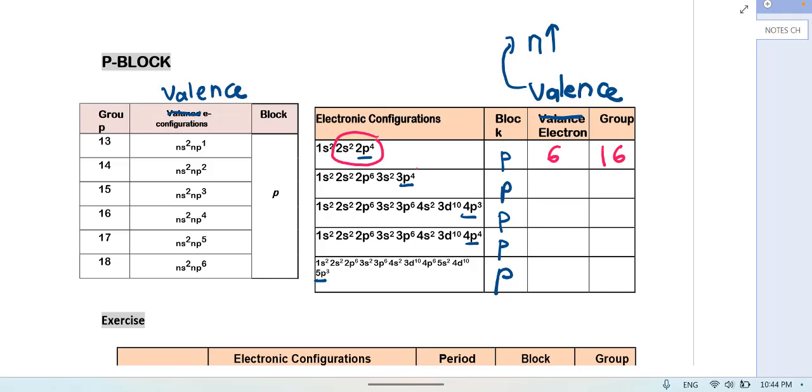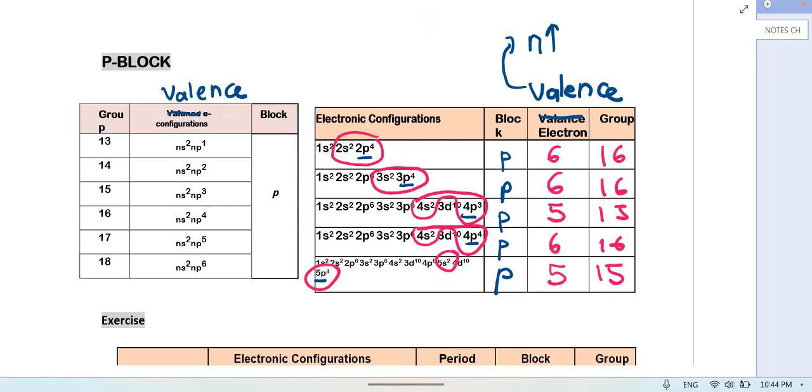So the highest value of n is 3. So 2 plus 4, 6, group 16. Highest value of n is 4. 2 plus 3, 5, group 15. 2 plus 4, 6, group 16. 2 plus 3, 5, group 15.